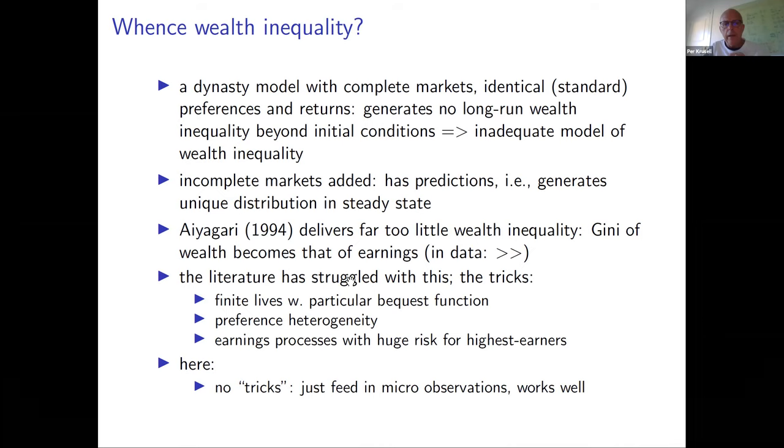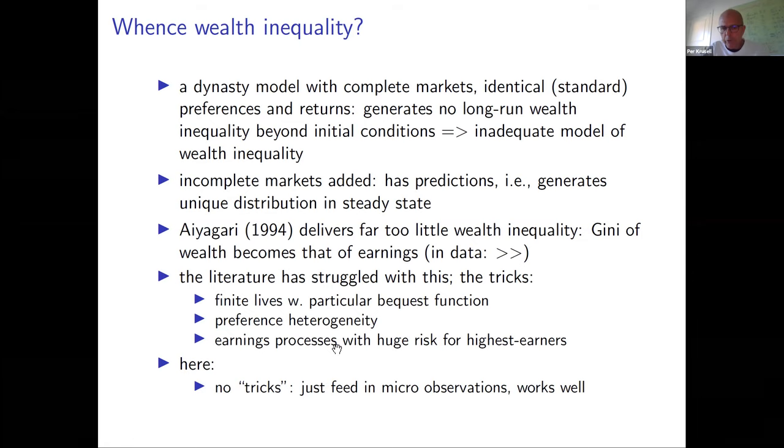And then here are the tricks. Preference heterogeneity is our trick in the middle here, where we stick in beta shocks. We did it in a structured way, but there's no way we can connect it to anything observable. You can assume that people are not dynasties but have finite lives, and if you pick particular bequest functions, that can help. But again, those bequest functions are not calibrated from anything. It's just tricks that work.